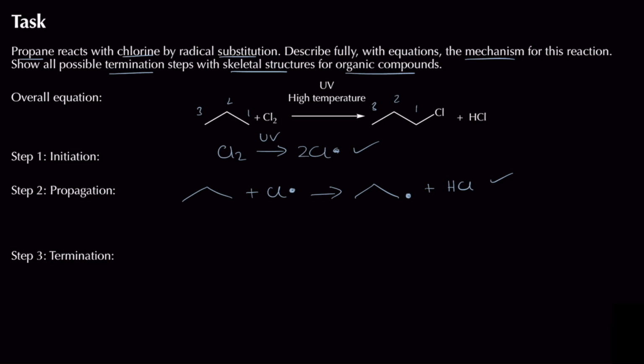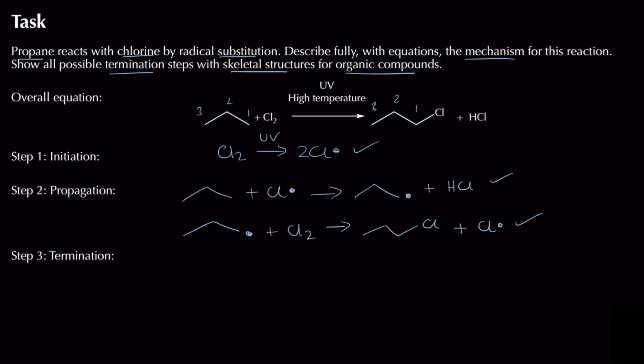What about the next propagation step? Well, I take my propane radical in this case, and I react it with a neutral molecule of chlorine. We're going to show it's a chain reaction. We end up producing 1-chloropropane, and then we also end up with a chlorine radical as well, which we know goes on to react even further with another molecule of propane.